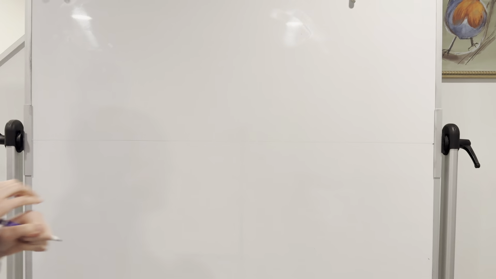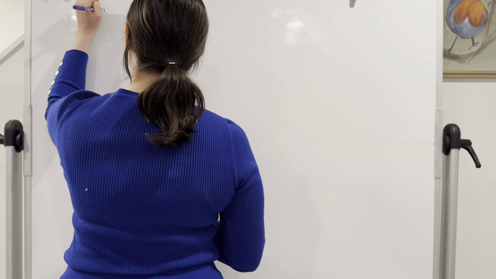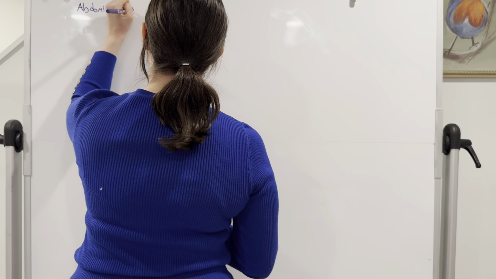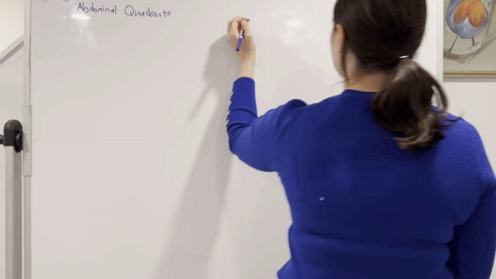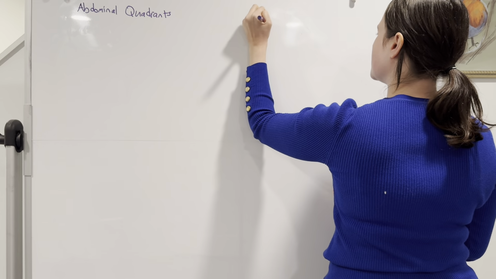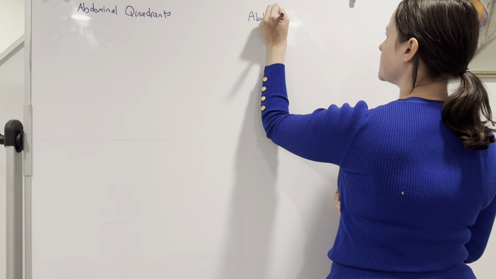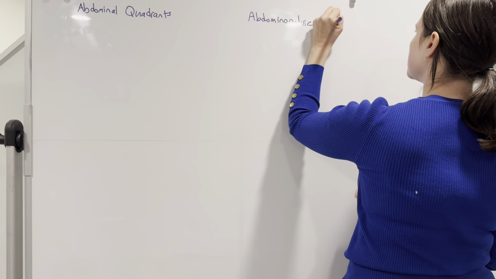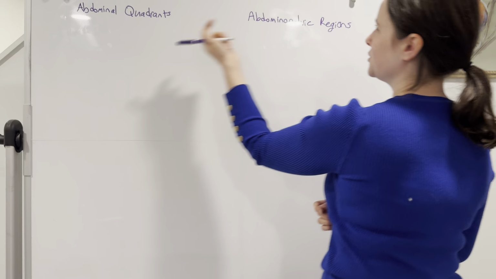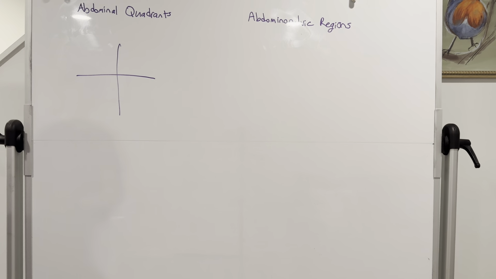Abdominal quadrants. And then we have the abdominal pelvic regions. That one is going to be 9 different regions. Abdominal pelvic regions. Okay, the quadrants are very straightforward. It divides the abdominal cavity into these 4 areas.